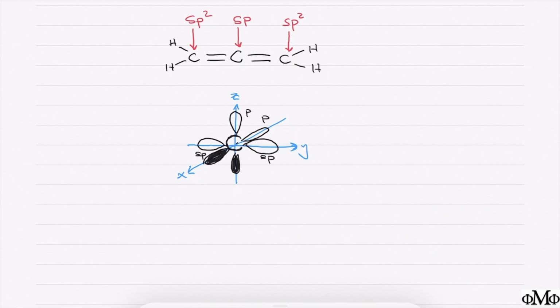So now what we're going to try to do is draw the picture out for the terminal carbons, the ones on the outside of that middle carbon. So I'm going to extend this a little bit, and I'm going to draw out another set of coordinates right here. Your x. Your y. Your z. Okay.